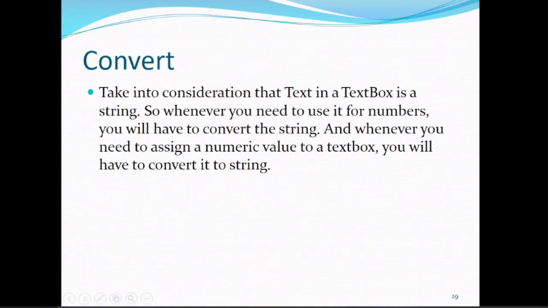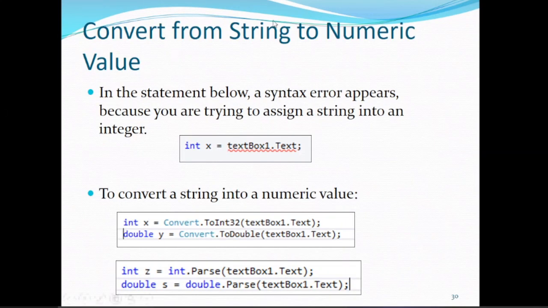So whenever you need to use the numbers, you will have to convert the string, and whenever you need to assign a numeric value to a text box, you will have to convert it to a string. ஒரு numeric value நம்ம text boxல enter பண்ணும்போது we should convert this string into a number. அது ஆட்டோமேட்டிக்கா நம்பரா எடுத்துக்காது. We have to convert it manually, so convert from string to numeric value.